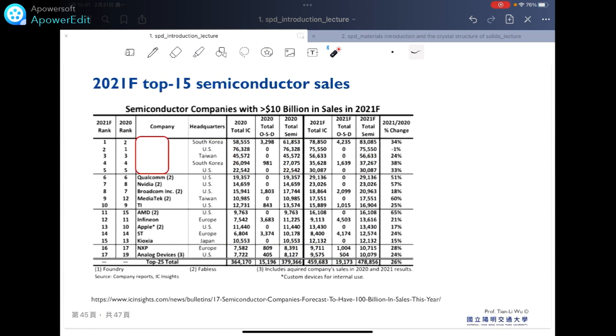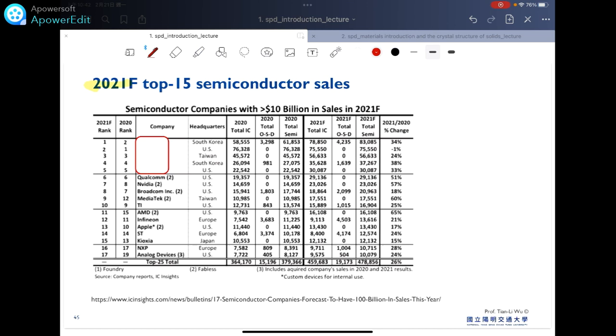Okay, so for the last several slides, I just want to show that since we are in the semiconductor industry, we should not only be familiar with technology, we should also have a sense of the marketing side. We should have a sense of who the top semiconductor players and sales leaders are, and who the top buyers are. This is the data from 2021, the top 15 semiconductor sales. Some of them you have surely heard before, but the ranking is slightly different over time. Sometimes one company becomes first, sometimes another becomes second.